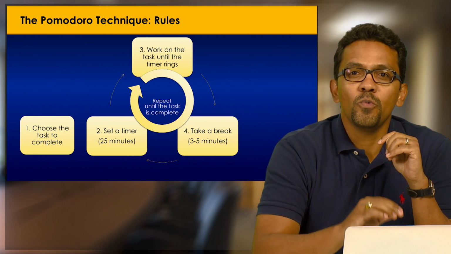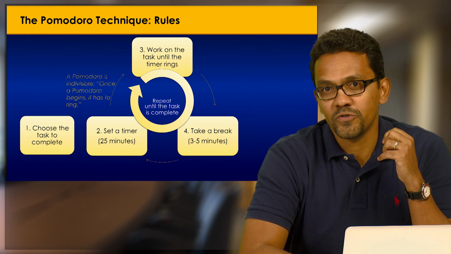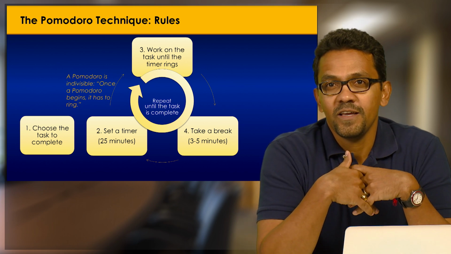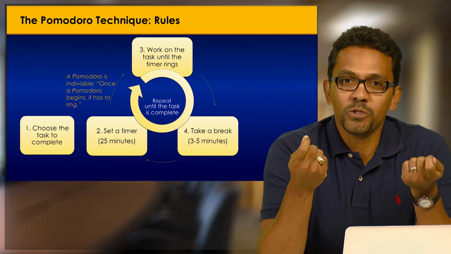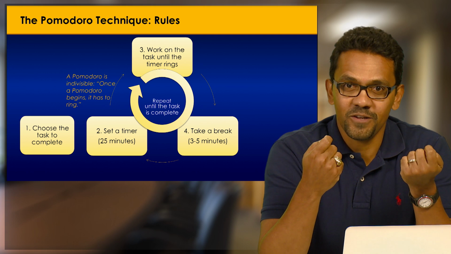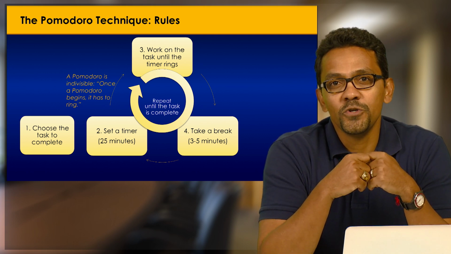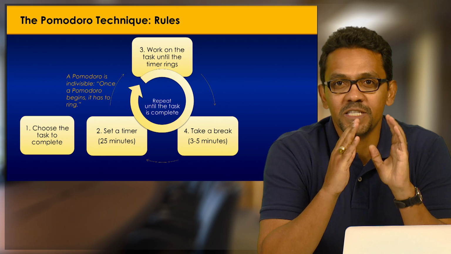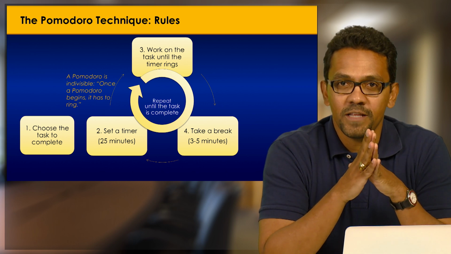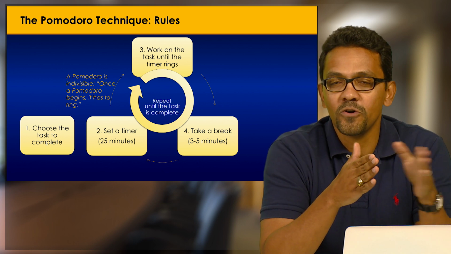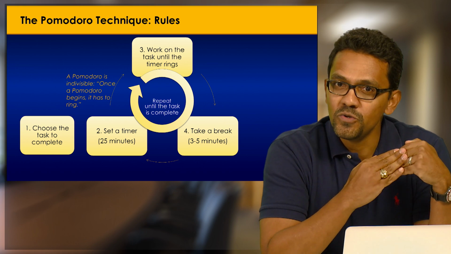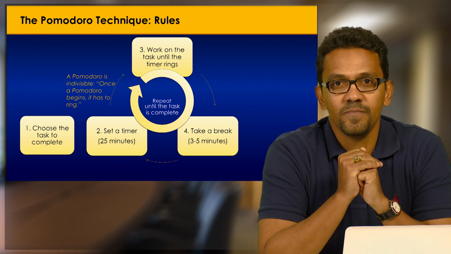Now, there are some rules that will be important to keep in mind. The first rule we have is that these Pomodoros are indivisible. Once we start a Pomodoro, it has to finish. In other words, the timer has to ring. So we should not stop in the middle of the Pomodoro. We should try to use that time continuously.